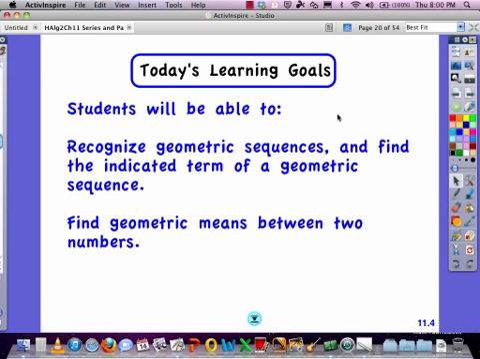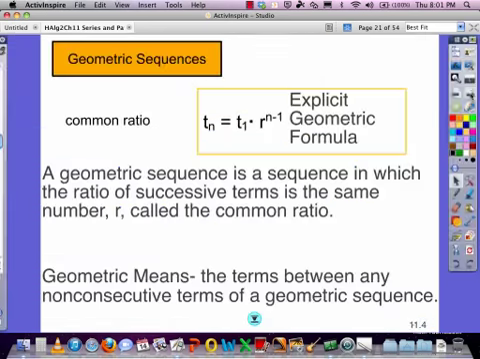But let's get started. Looking at today's learning goals, we're going to recognize what a geometric sequence is, find the indicated term of a geometric sequence. So if I want the 55th term, I should be able to find it. And then also find out what geometric means between two numbers really stand for. So let's start with some notes to that effect.